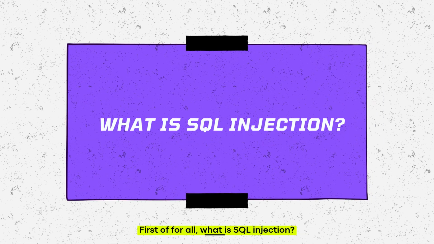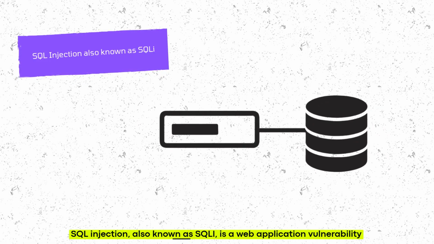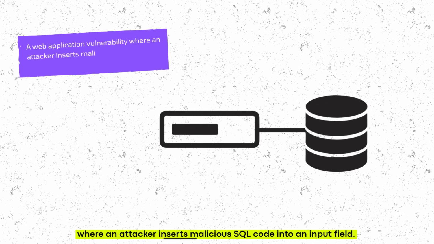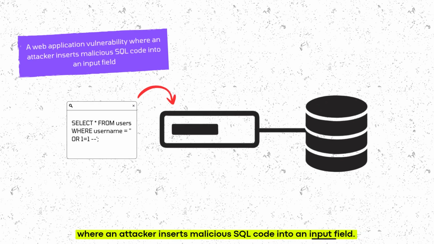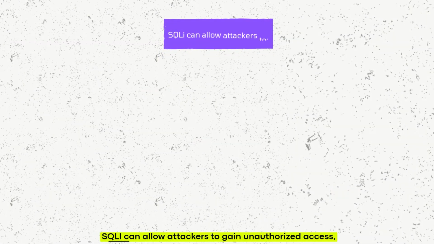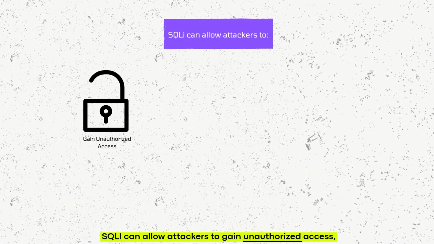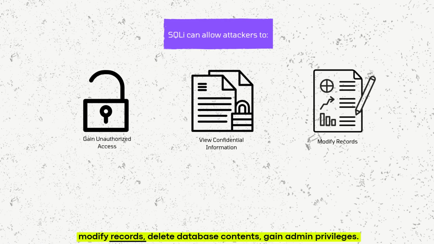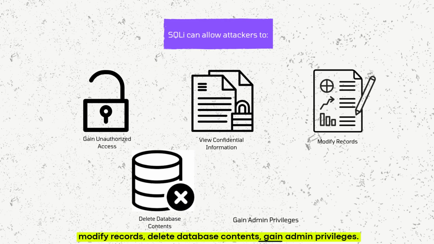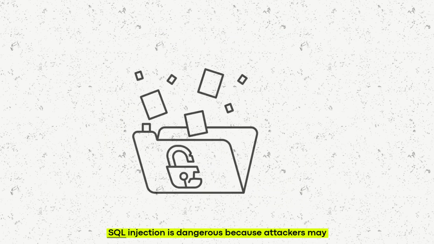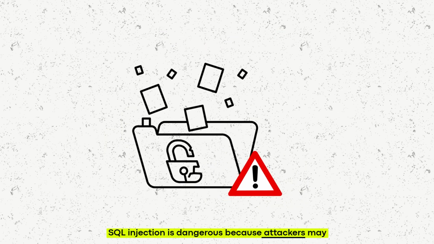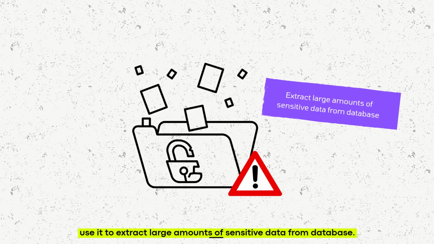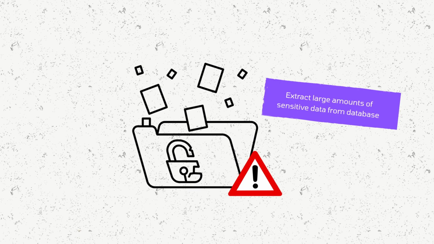First of all, what is SQL injection? SQL injection, also known as SQLi, is a web application vulnerability where an attacker inserts malicious SQL code into an input field. SQLi can allow attackers to gain unauthorized access, view confidential information, modify records, delete database contents, and gain admin privileges. SQL injection is dangerous because attackers may use it to extract large amounts of sensitive data from the database.